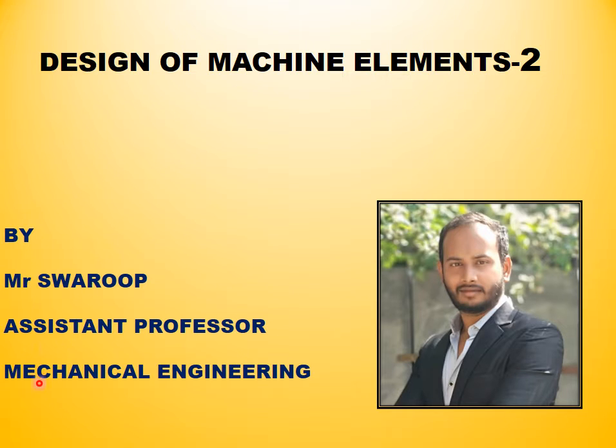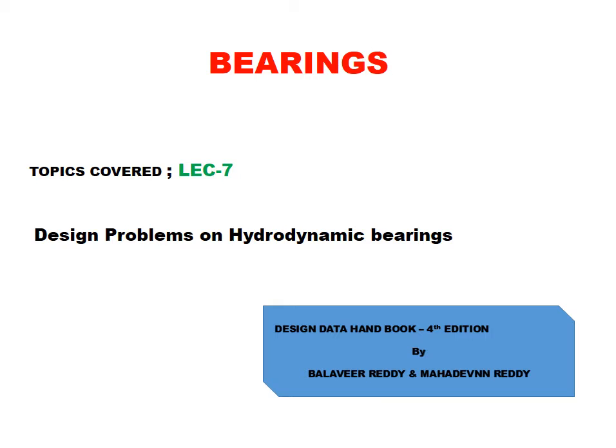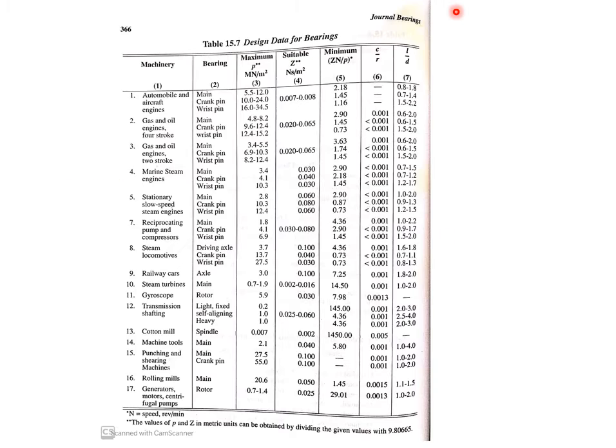The subject is Design of Machine Elements 2. Today we'll be learning about bearings. This is lecture 7. The data handbook is the 4th edition. This is the basic chart which you have to remember, to proceed further to get the data for the bearings, with respect to the machineries which will be given in the question.